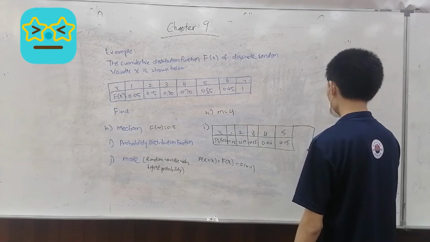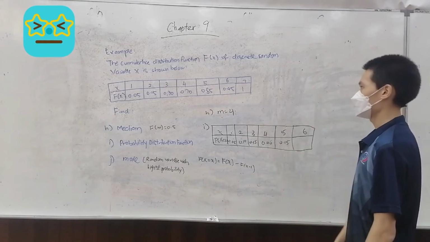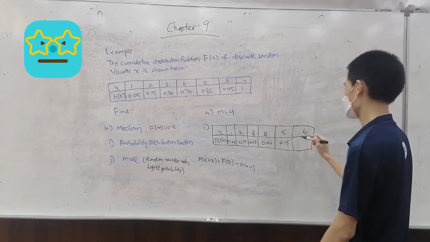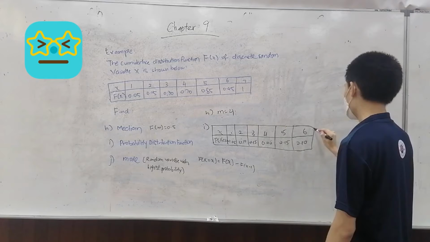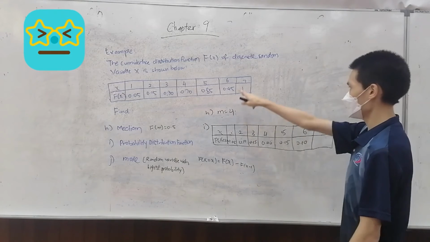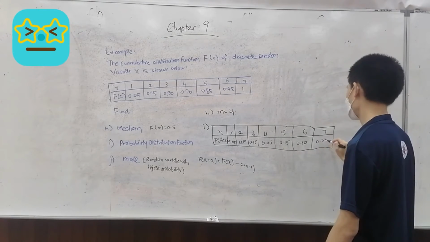And we proceed with the random variable number 6. So F6 minus F5, so F6 is 0.95 minus F5 is 0.85, so we get 0.1. And the last one is 7. So for 7, we just take F7 minus F6, so we get 0.05.